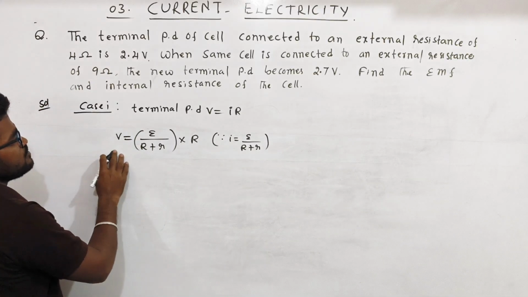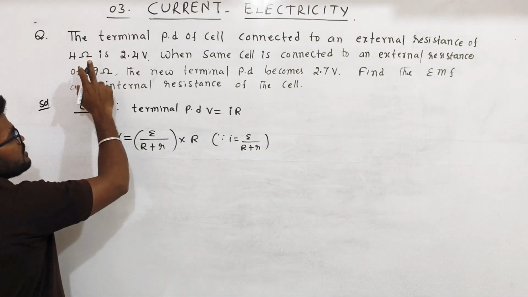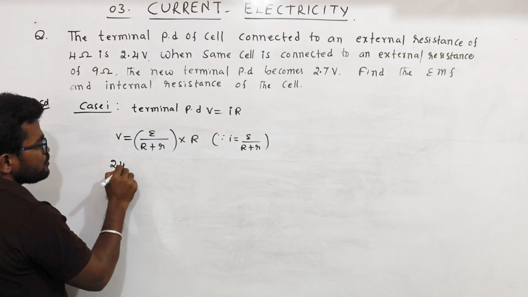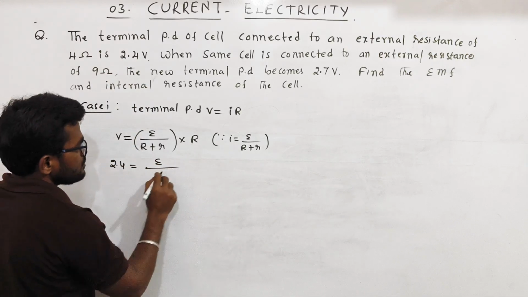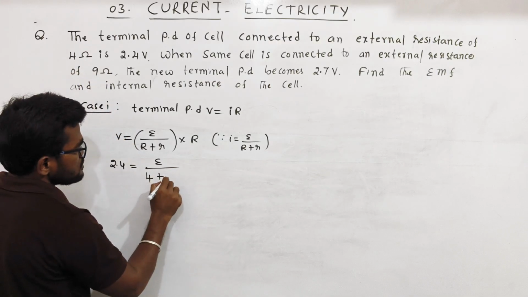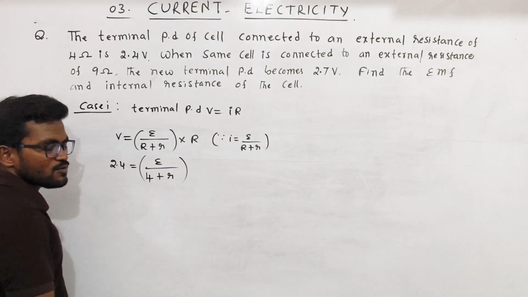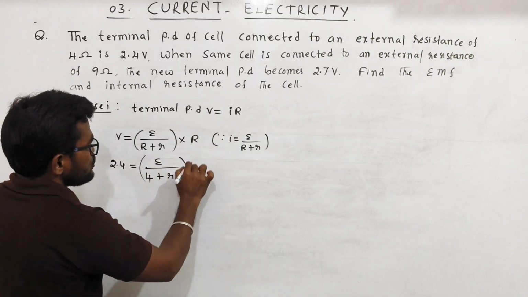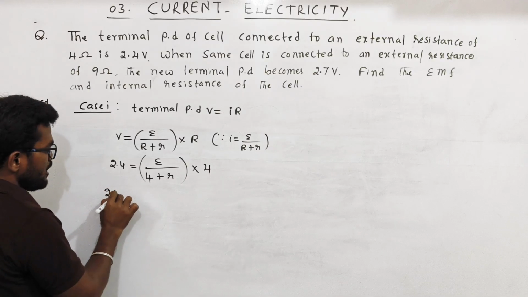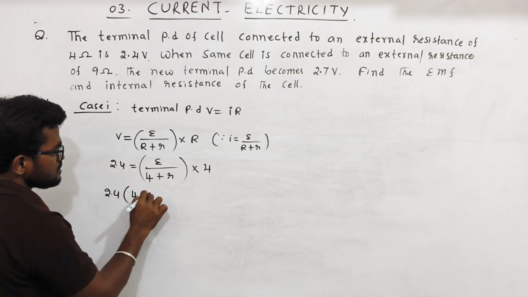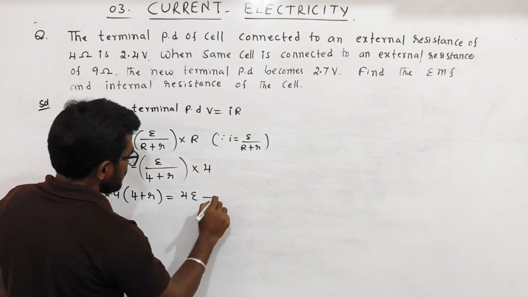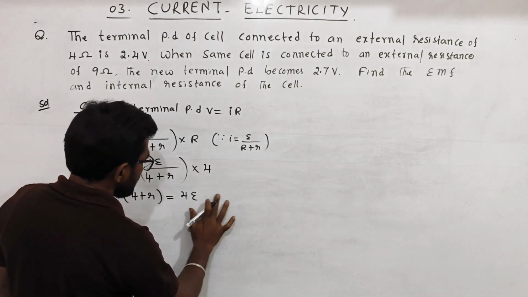And substitute the values for the first case. What is the terminal potential difference for the first case? 2.4 volt, right? So 2.4 volt is equal to E, we have to find the E value, divided by R, which is 4 ohm external resistance, plus small r, into capital R, which means 4. By cross multiplication, we can write 2.4 into 4 plus r is equal to 4E.